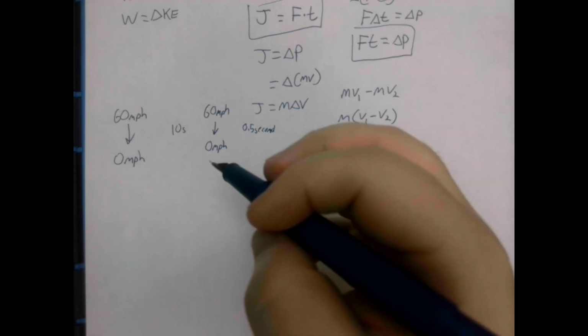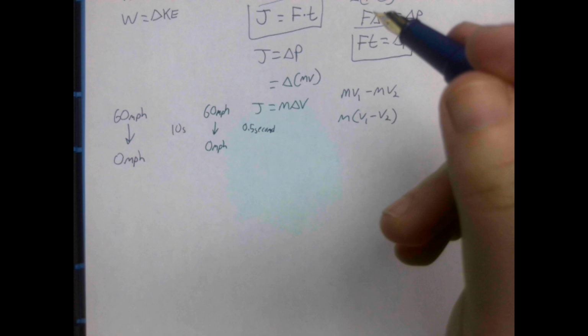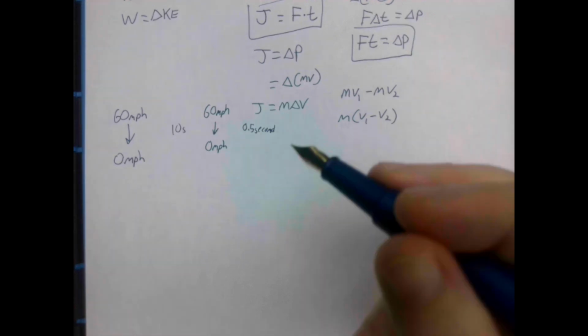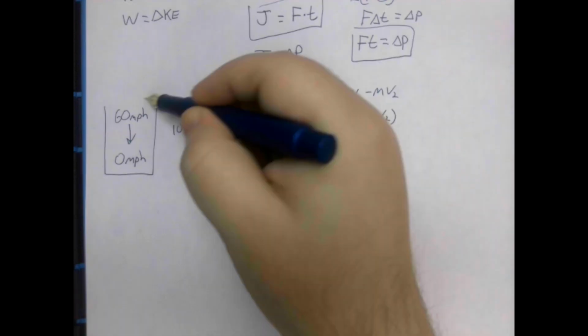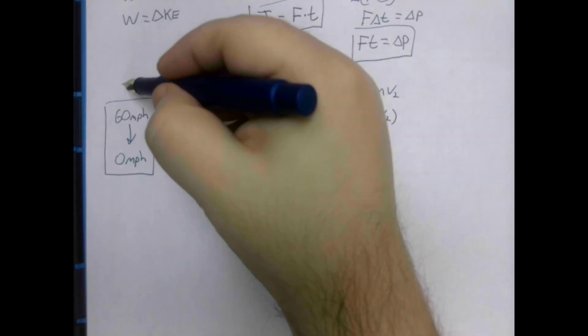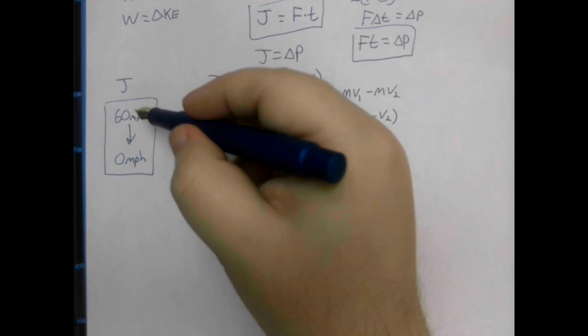This concept is known as impulse. Your impulse stays constant in this scenario, since we're only looking at initial and final. Going from 60 to 0, J is the same in both. Your starting momentum and your final momentum are the same. But this allows us to imagine force and time.